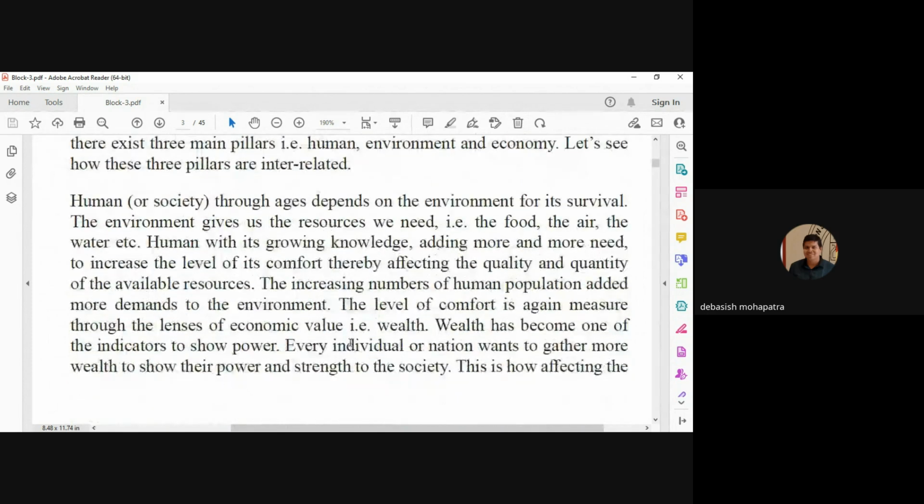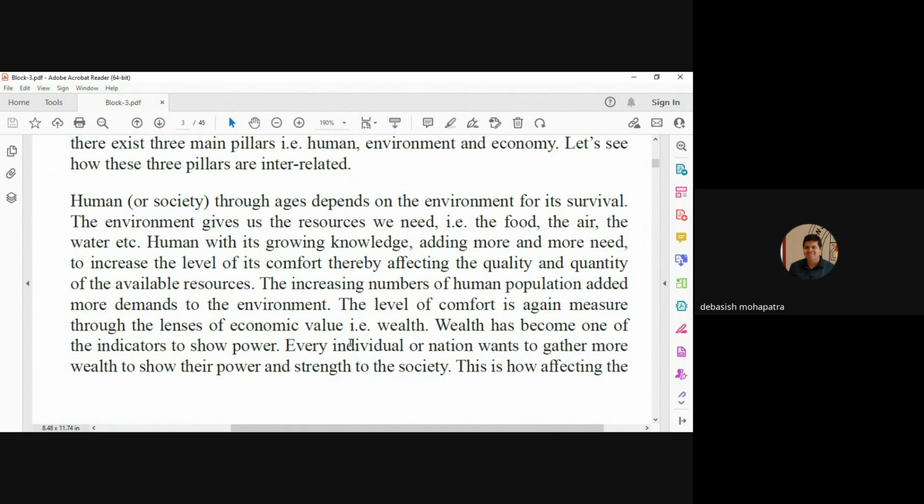First is human or society. Humans depend on the environment for survival, and the environment gives us the resources we need, that is the food, the air, and the water. Humans, with growing knowledge, keep adding more and more needs to increase their level of comfort, thereby affecting the quality and quantity of the available resources.